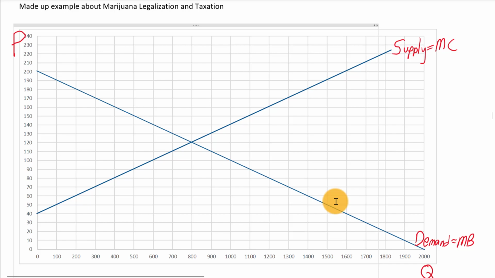Now, this is an example that I created for a test that I gave a couple of days ago, and during the test I decided to do some math regarding these lines and have some fun with it. So I just thought I would share with you what I did.